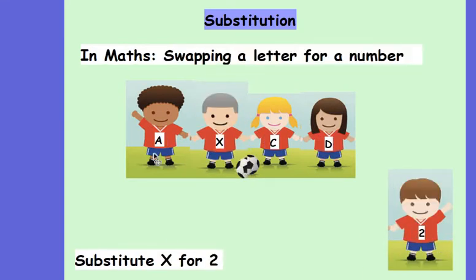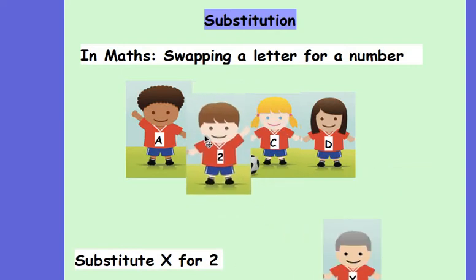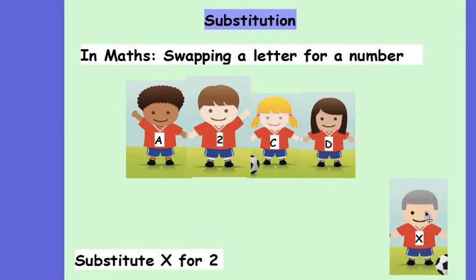How about if I called them A, X, C and D? Well, in maths, we just use letters instead of names of people. So if I wanted to substitute X for 2, here's Mr. 2. I'll take out my X, and everywhere I see an X, I need to put in the number 2. So it works exactly the same way as it does in football.